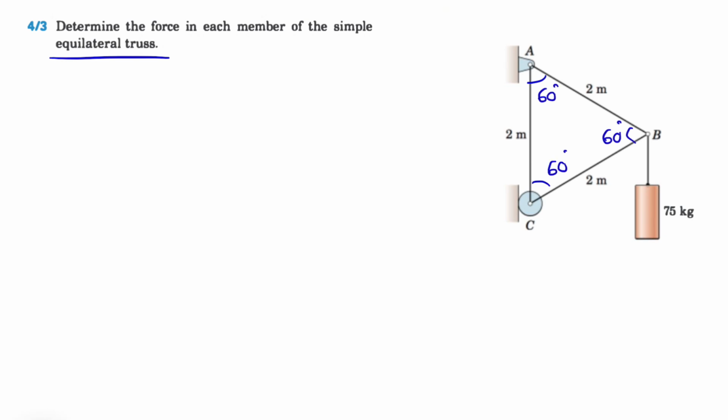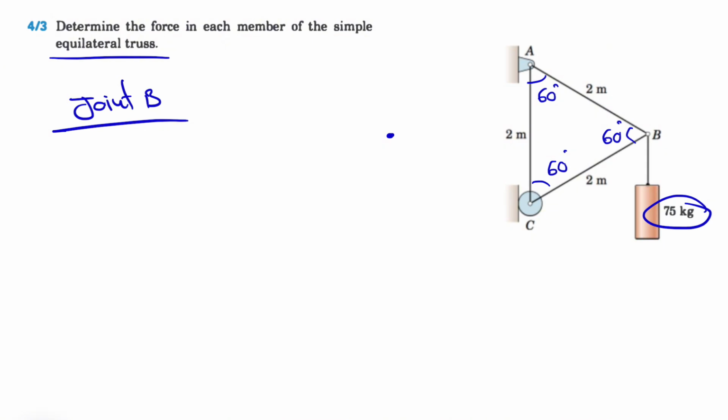And obviously we are in equilibrium and we can use our equilibrium equations for each joint in order to find the unknowns that we have. So basically we have 3 unknowns in here: member AB, member AC, and member BC. So we're going to start with the free body diagram of joint B, and let's see what we have at joint B. So we have the weight of this.